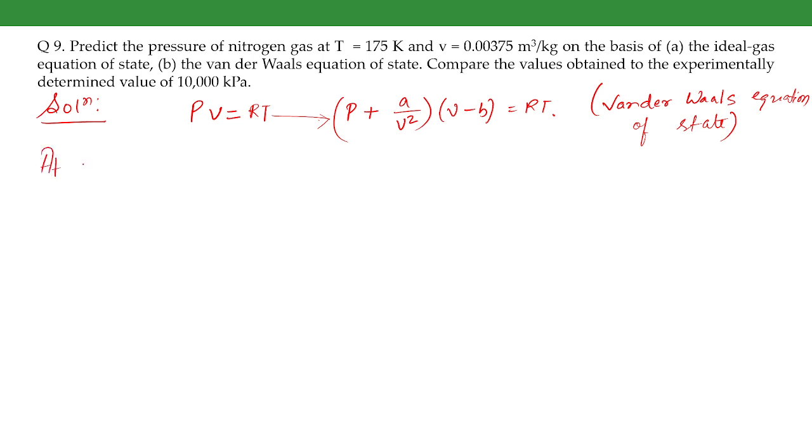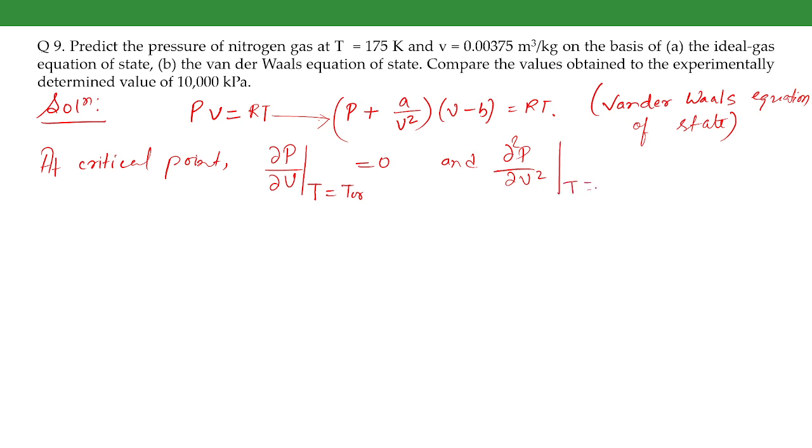So at the critical point, del P by del V at constant temperature, where the temperature is the critical temperature, T equals T critical, is 0, and also del 2P by del V 2 at constant temperature, that is the critical temperature, is also 0. The first derivative and second derivative are both 0.